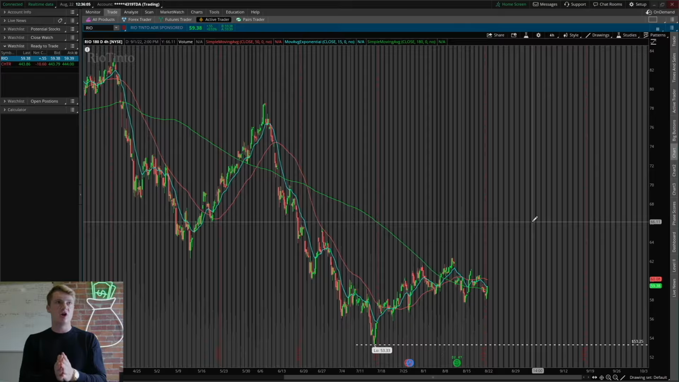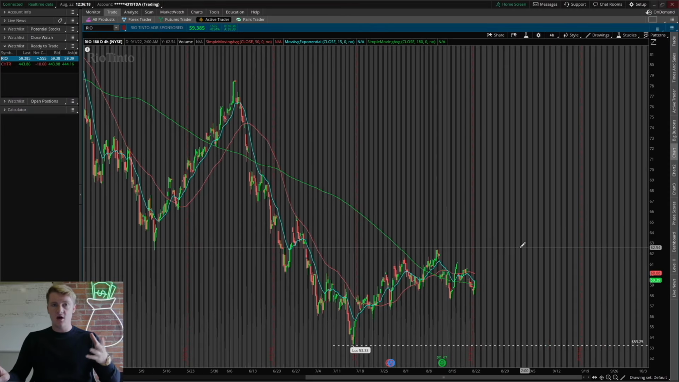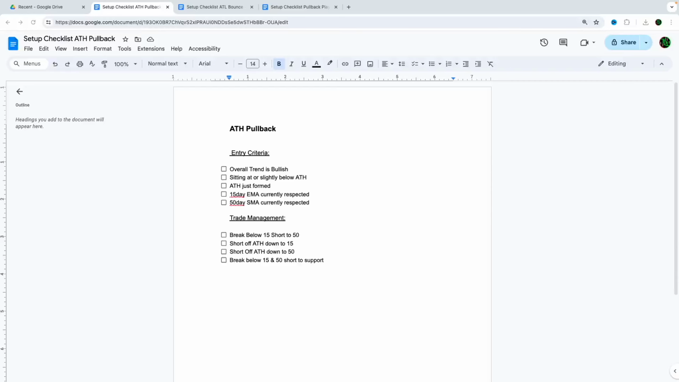You can play a chart that looks like Rio, but know that the chances of that trade actually playing out as you predicted are less, due to the fact that you can only check off a couple boxes on that checklist. All right, let's move on to the next setup.